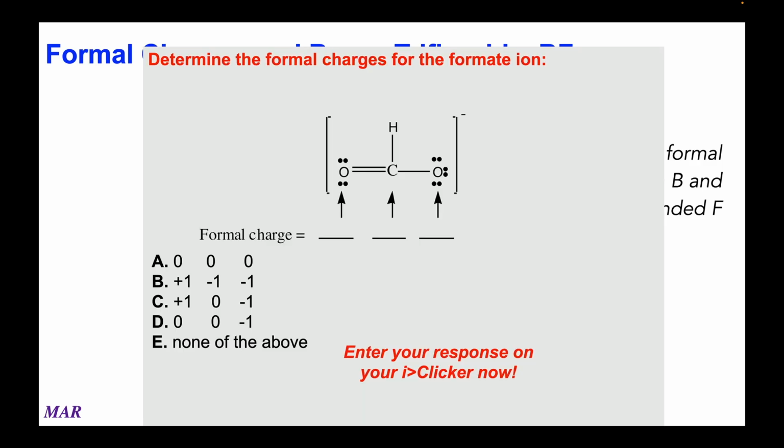So here's a question you might see. It says determine the formal charges on the formate ion. This is CO2H with a -1 charge. And I'd like you to figure out the formal charges on the oxygen on the left, the carbon in the middle, and the oxygen on the right.